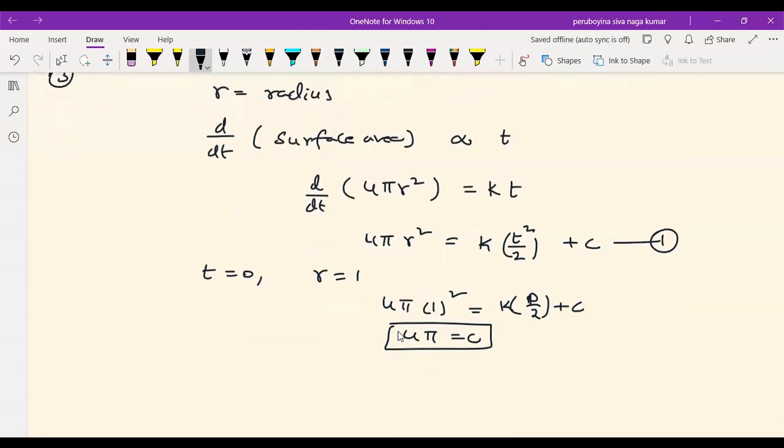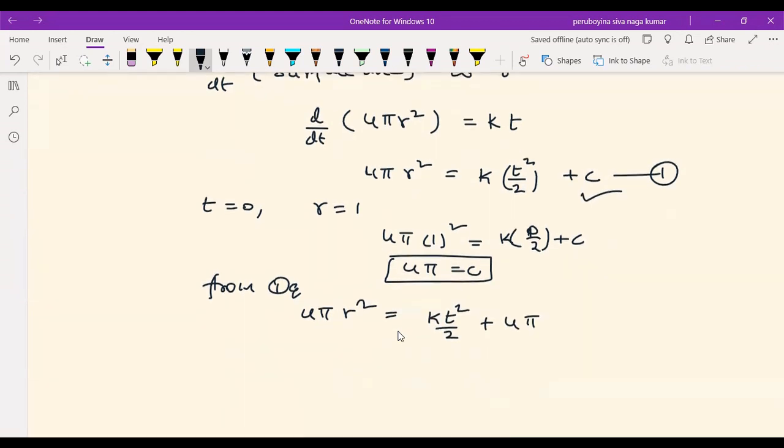So you can replace the constant value in the first equation. From the first equation, 4 pi r square is equal to k into t square by 2 plus 4 pi. I just replaced this c value. Again, what is the unknown thing here? The k value. We are going to calculate that also. He said one more thing, that at 1 second the radius will be 3 units.